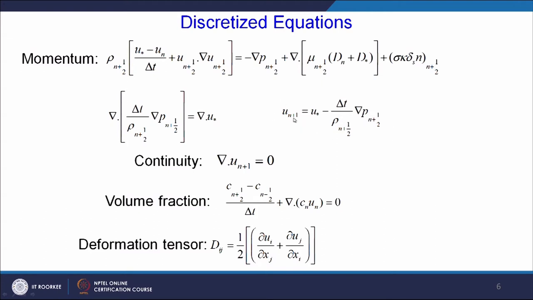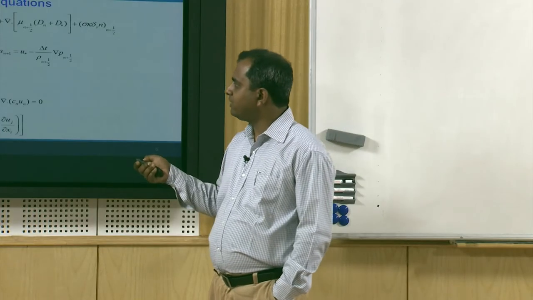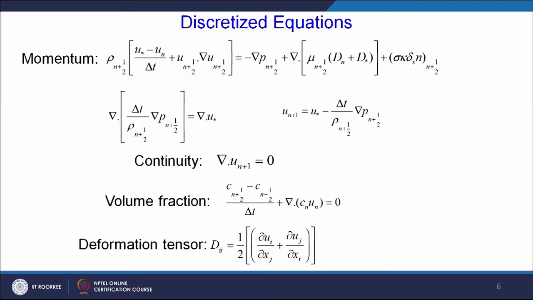Now remember, this u n plus 1 is the velocity at the next time level, okay. So once we have found this u n plus 1, you can quickly cross check whether the solution you have obtained is converging or not, or satisfying your basic equations or not, by checking whether del dot u n plus 1 equals 0 or not. If you are not converged, then once again you need to go back to the scheme and do the iteration to get higher accuracy, okay.